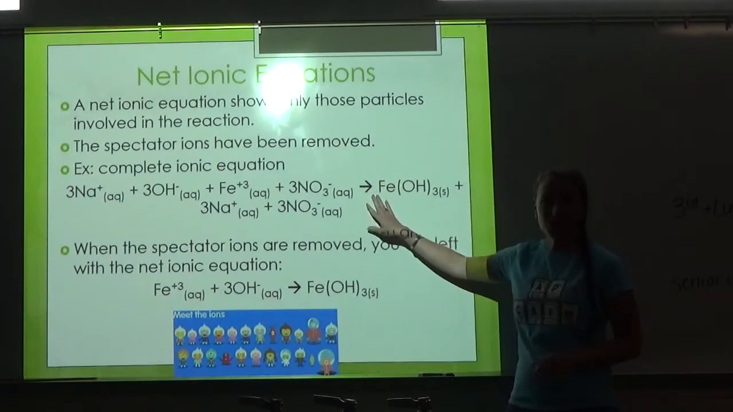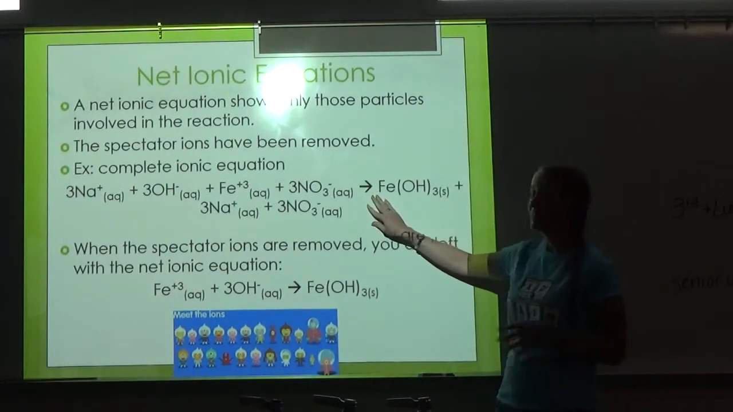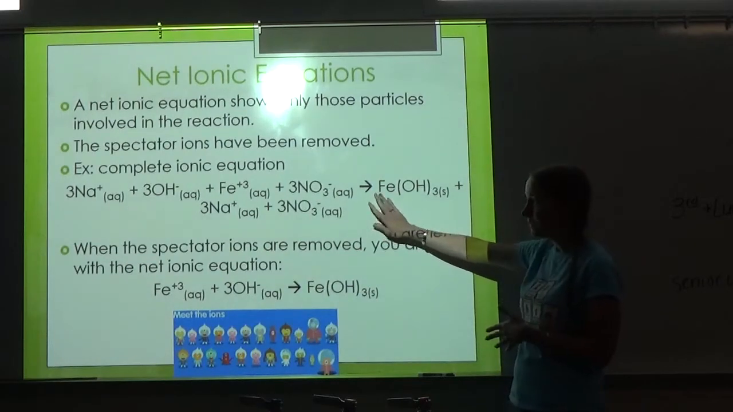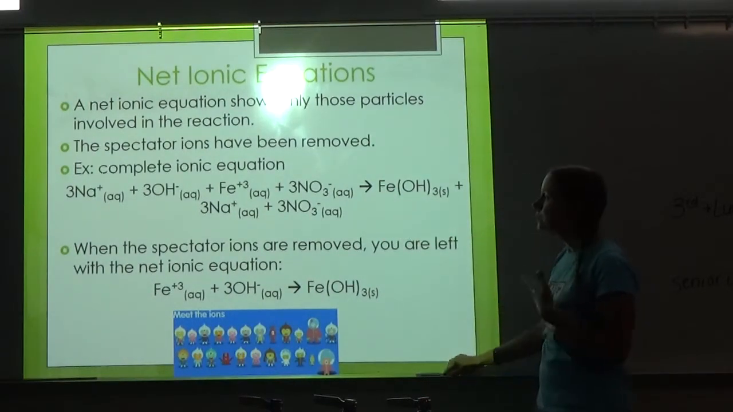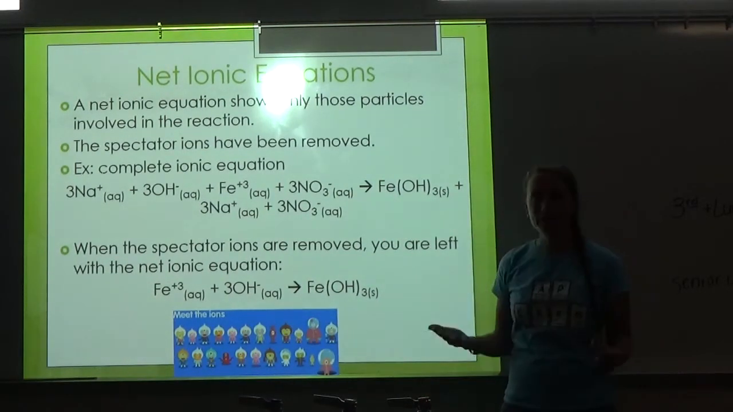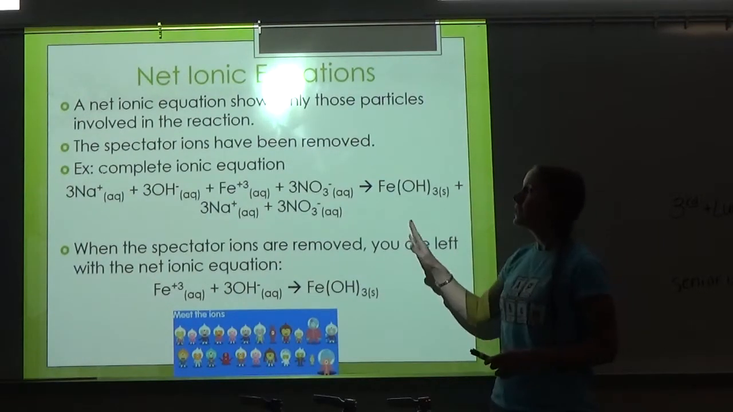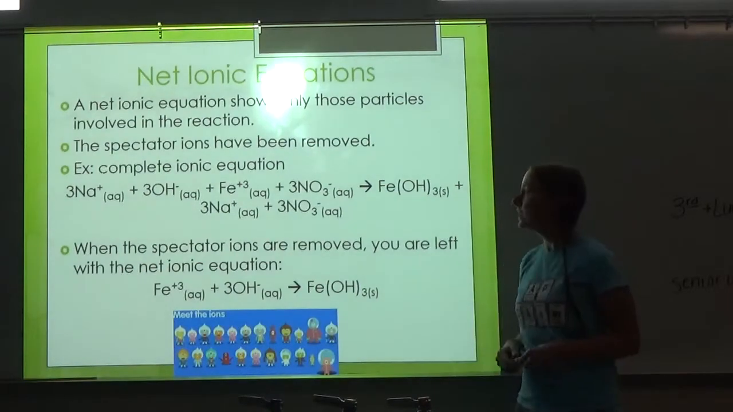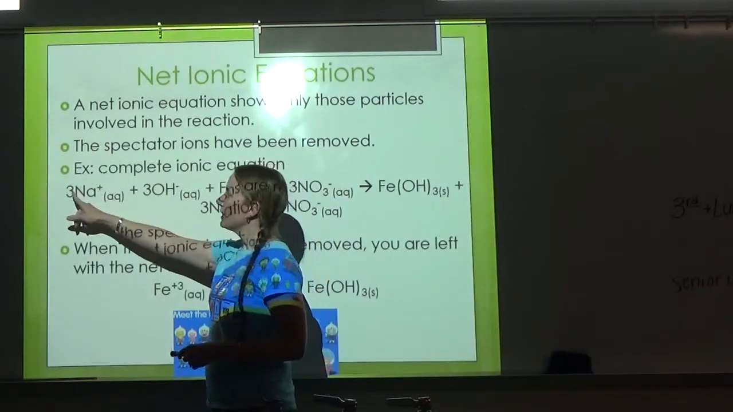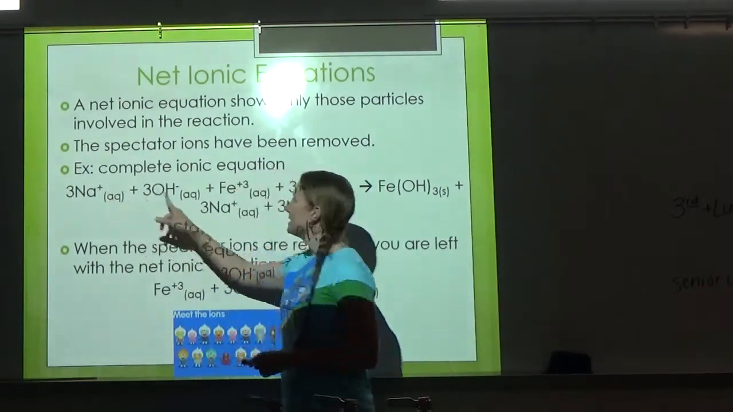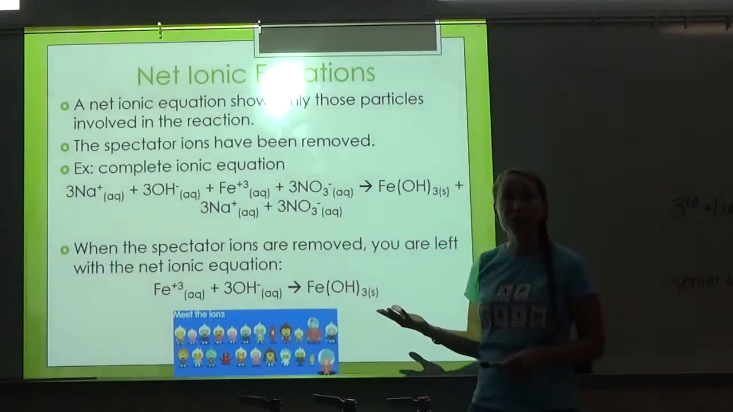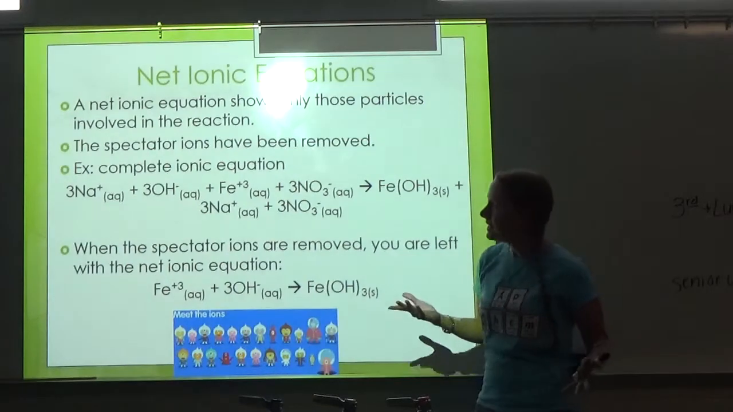If you watched the previous video, this was the last complete ionic equation that we wrote together. The way you tell which ones are spectator ions is they are ions on both sides of the yield sign. For example, see how 3 Na+ (aq) on the reactant side, we still have 3 Na+ (aq) on the product side. That means it didn't do anything.